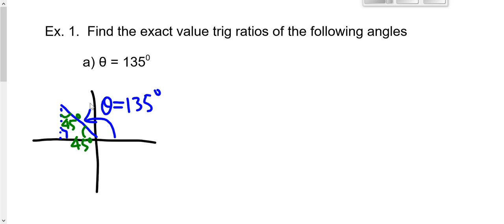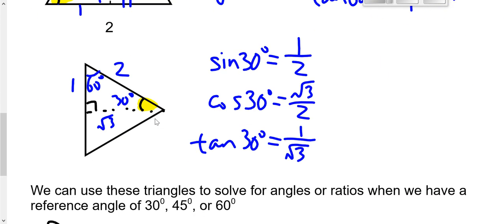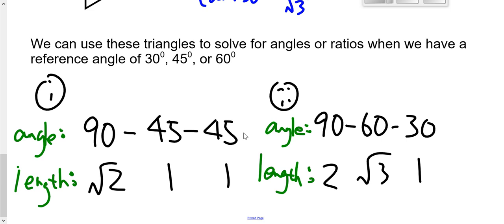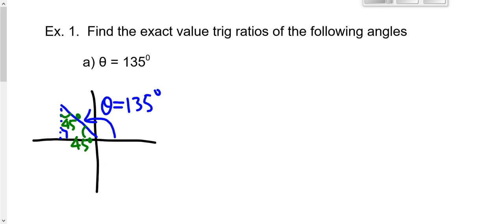Okay, so look at the previous slide. Here, 90, 45, 45, then the corresponding lengths are root 2, 1, and 1. So the length here is root 2 across from the 90 degrees, so root 2 here, and 1, and 1. One for this side, one for this side. Now the rest of the question is easy.